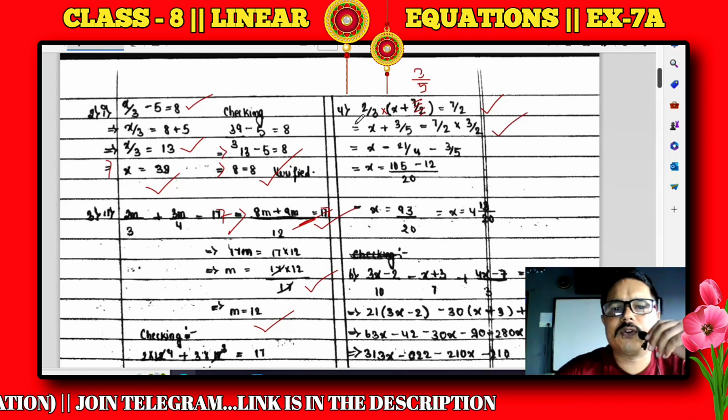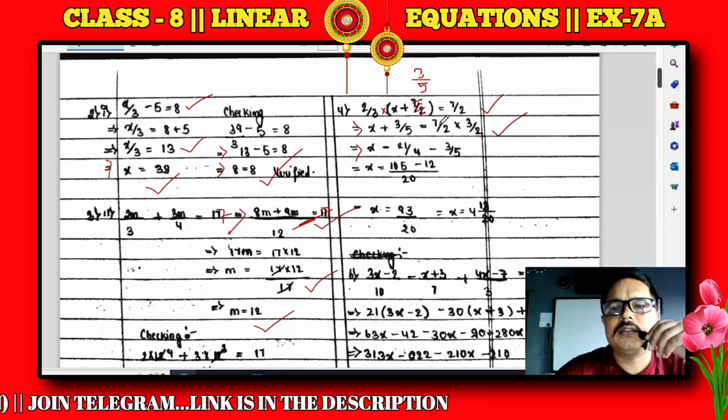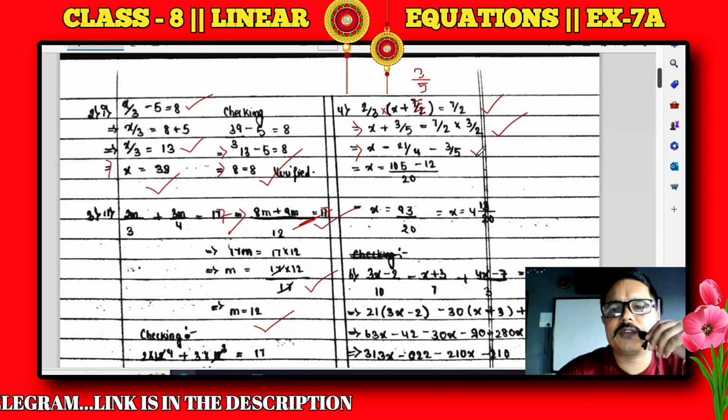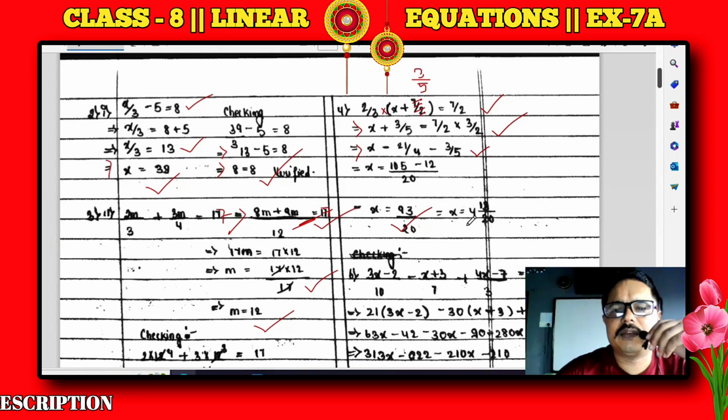So x is equal to 7 3s are 21 by 4, and when this 3 by 5 will come to this side, it will be minus 3 by 5. So take the LCM of 5 and 4, 20, so 105 minus 12, 93 by 20, and in this way the answer is coming 4 whole 13 by 20, right? 4 whole 13 by 20.